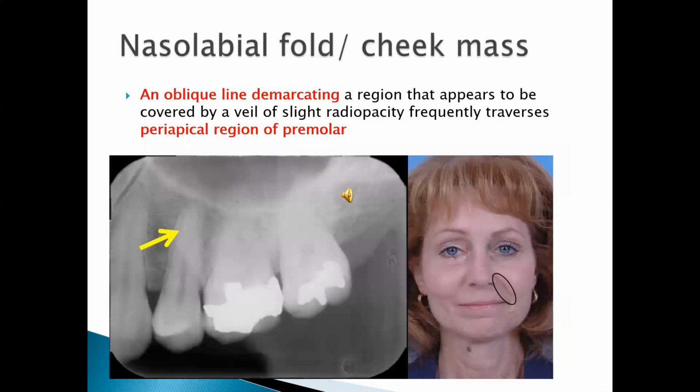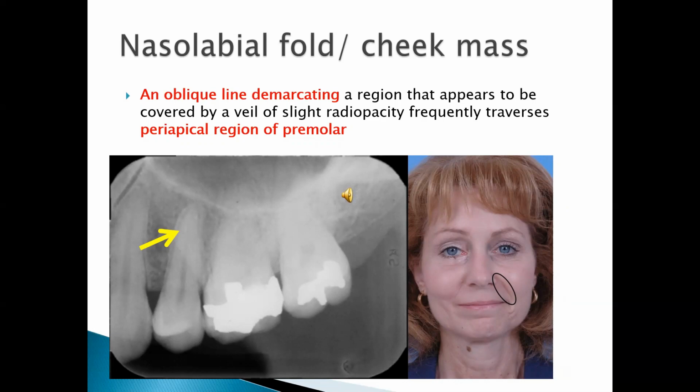The answer for the previous question is nasolabial fold, or the cheek mask. Now if you observe the clinical image on the right side, an area which is marked with an elliptical circle, which is black in color, shows you exactly where the nasolabial fold is located.